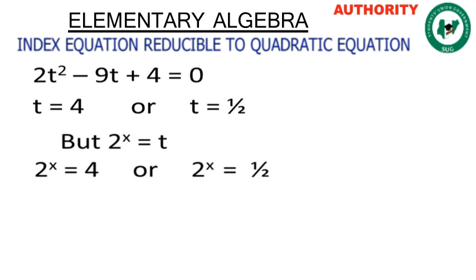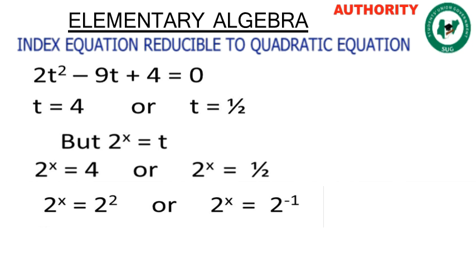Good. Now we have 2 raised to power x is equal to, now this 4, let's reduce it to base 2. We'll have 2 raised to power 2, or 2 squared, so that when you say 2 times 2, it will give you 4. So we have 2 raised to power x is equal to 2 raised to power 2, or 2 raised to power x is equal to 2 raised to power minus 1. This 1 over 2 can be written as 2 raised to power minus 1.